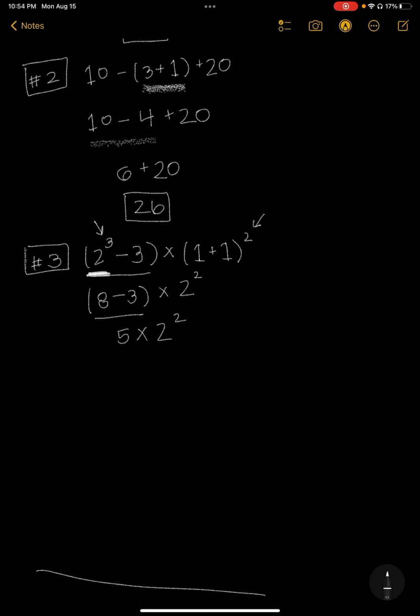Okay. Now that all of the parentheses are gone, we can keep on going with our acronym, and the next step would be exponents, which is this 2 squared. Well, we know 2 squared is the same thing as 2 times 2, which is 4. So now we have 5 times 4. We only have one operation left, and 5 times 4 is 20. And that is my answer.